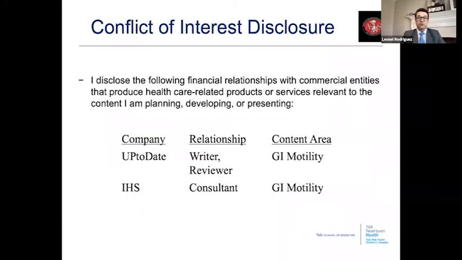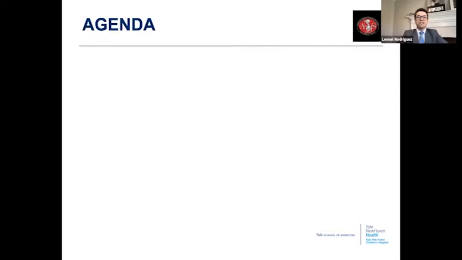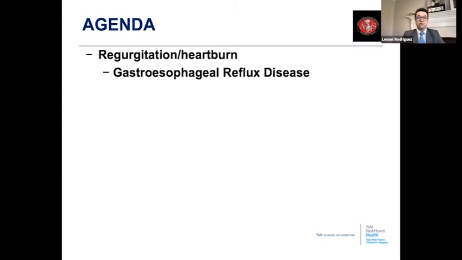These are my disclosures. This is the agenda of what we're going to be discussing today. We're going to divide the presentation in three groups based on the predominant symptom that these disorders may manifest with. The first group will be those presenting primarily with regurgitation and heartburn, which includes gastroesophageal reflux disease.